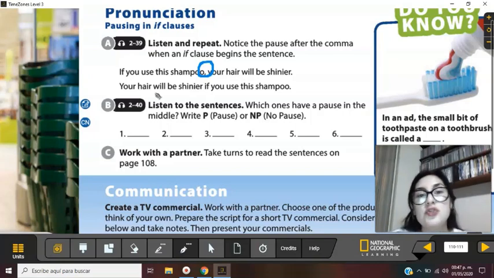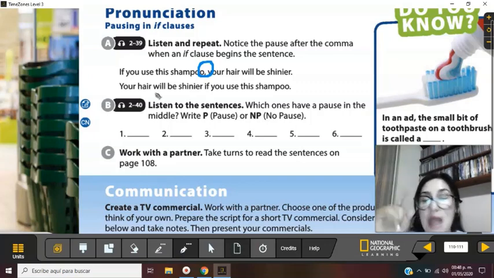This is really important, okay? It says, listen to the sentences and which ones have a pause in the middle, write P. If you listen there is no pause, just write NP, okay? Let's go into listen and complete it, okay? Are you ready?